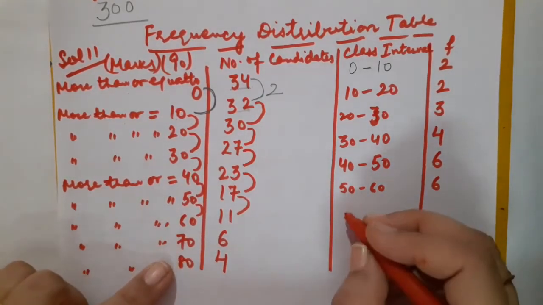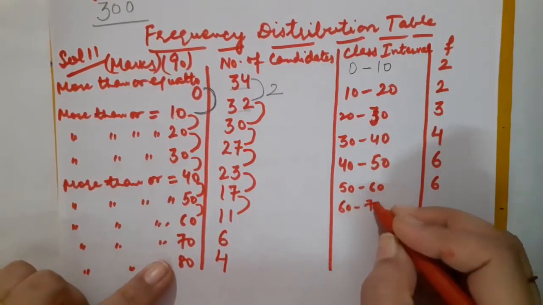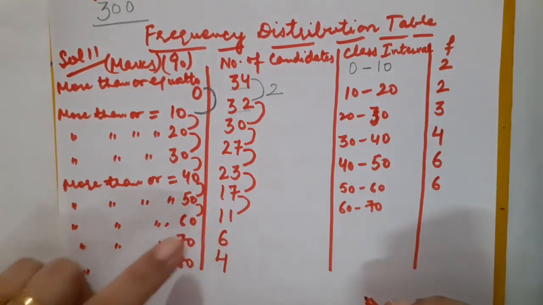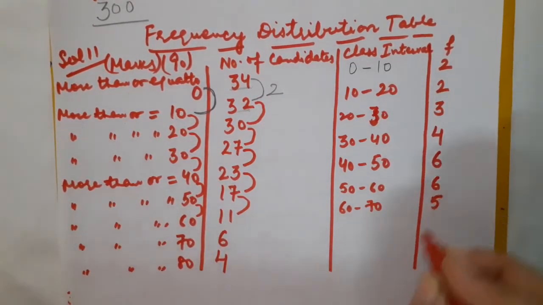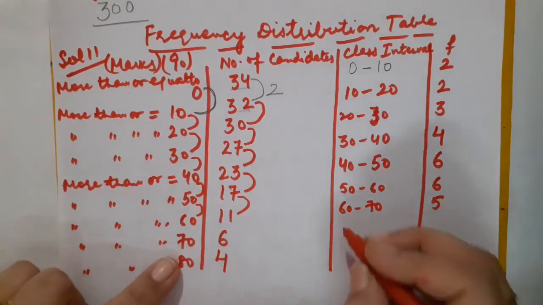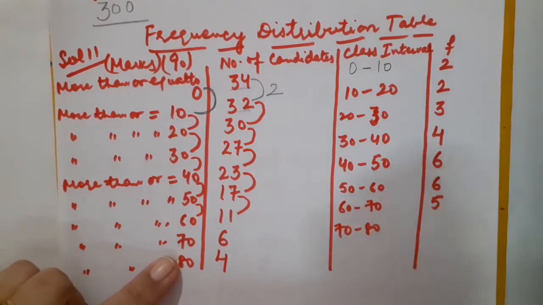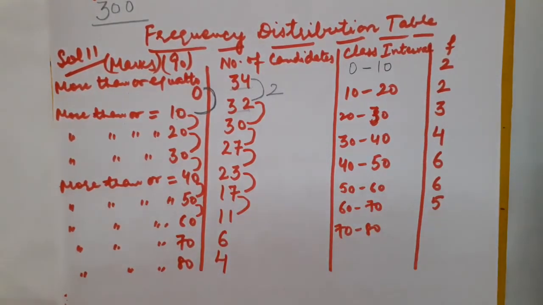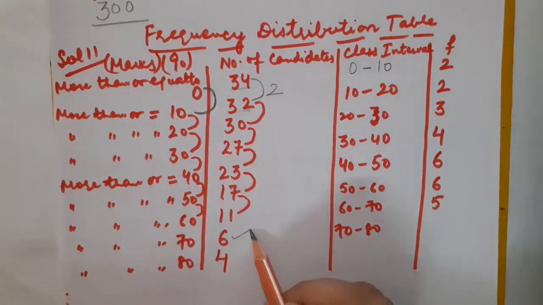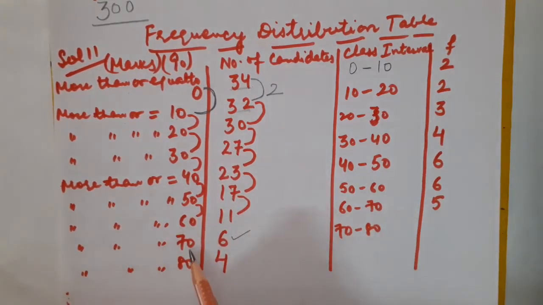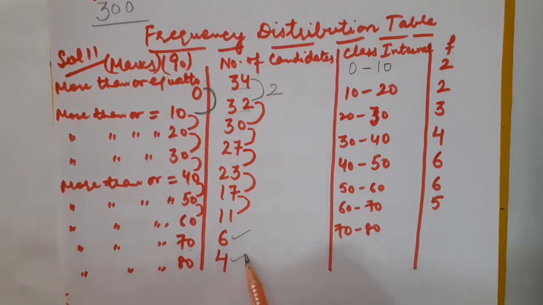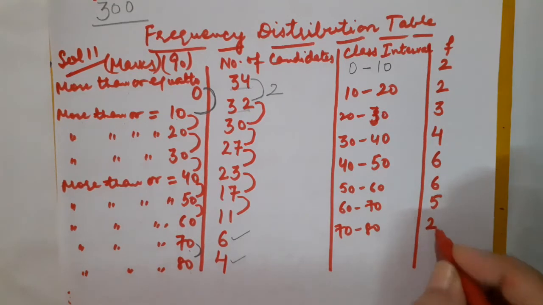Now from 60 to 70 I will be taking. They will be how many in number? 11 minus 6, that is 5. Now from 70 to 80. Means there are total 6 candidates whose marks are either equal to 70 or more than that. But there are only 4 candidates whose marks are either equal to 80 or more than that. So from 70 to 80, how many candidates are there? There are only 2 candidates.